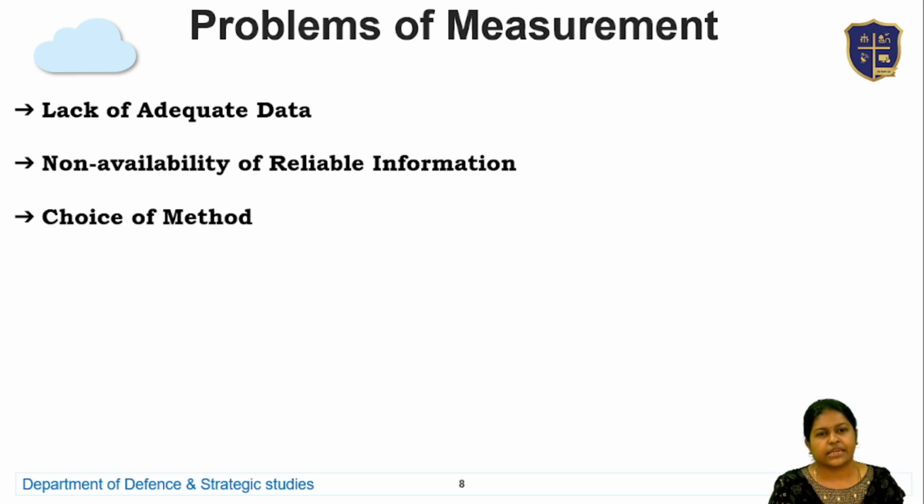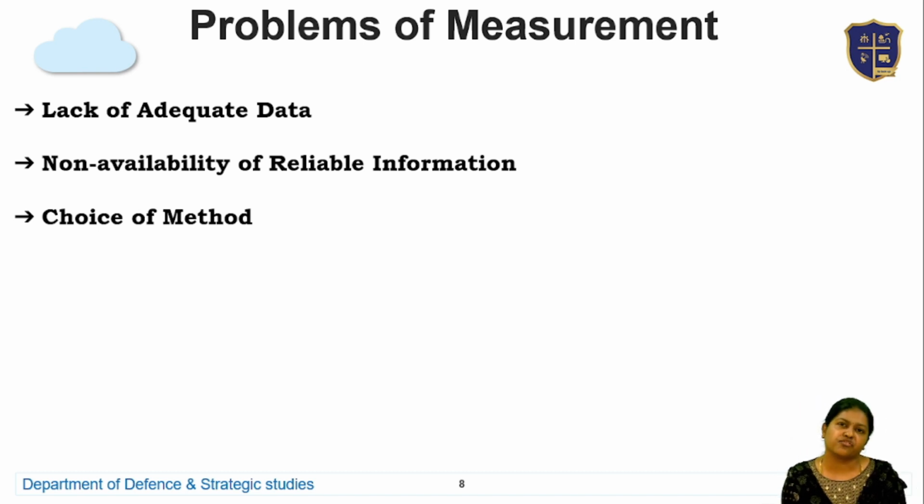So the first thing is that the economists find it difficult to calculate national income because of lack of adequate data. And the next is non-availability of reliable information. Sometimes the data are fake. Nowadays we come across many fake data. So the data are not reliable and the information is not reliable.